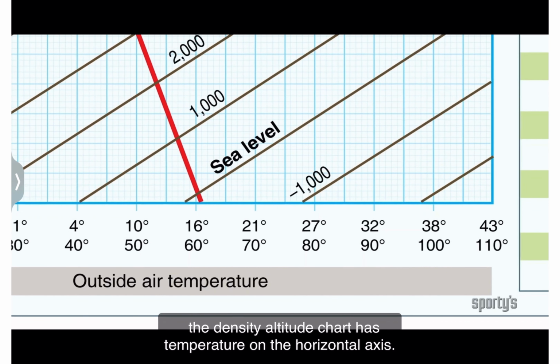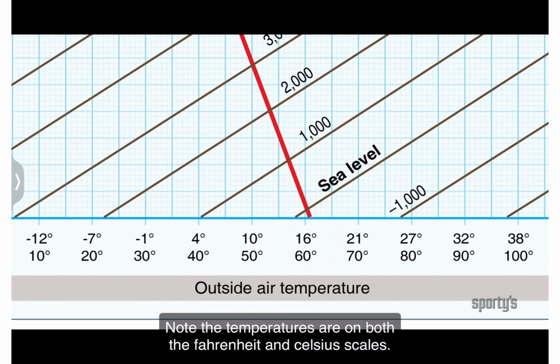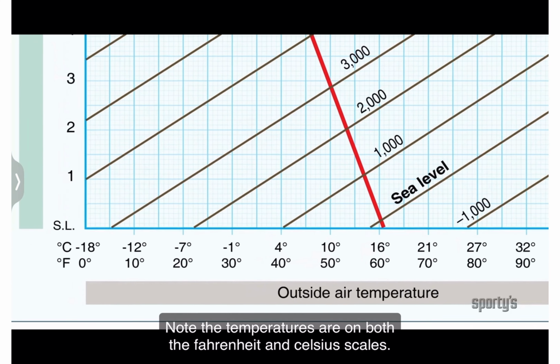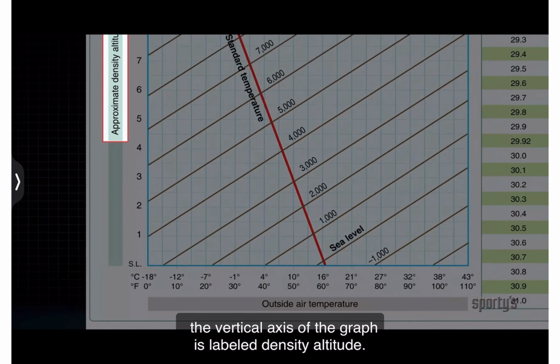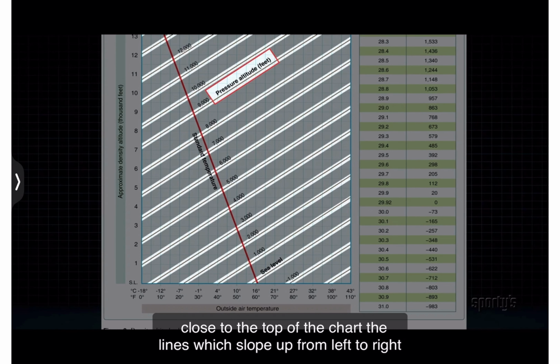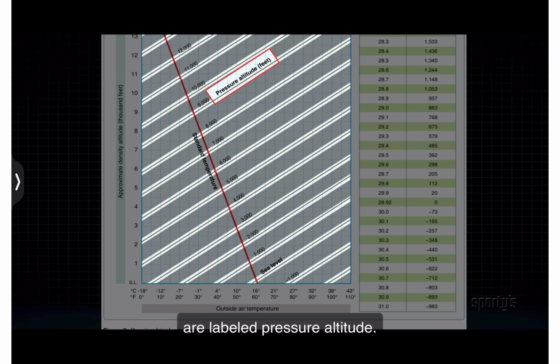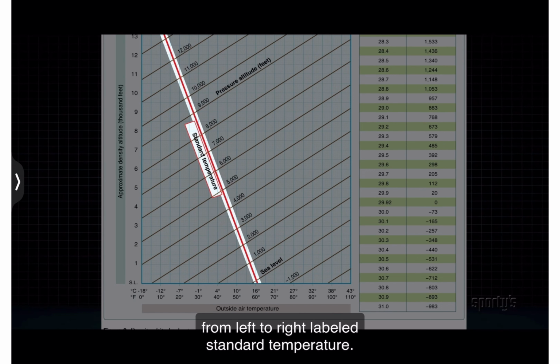The density altitude chart has temperature on the horizontal axis. Note the temperatures are on both the Fahrenheit and Celsius scales. The vertical axis of the graph is labeled density altitude. Close to the top of the chart, the lines which slope up from left to right are labeled pressure altitude. Some density altitude graphs have a line which slopes down from left to right, labeled standard temperature.